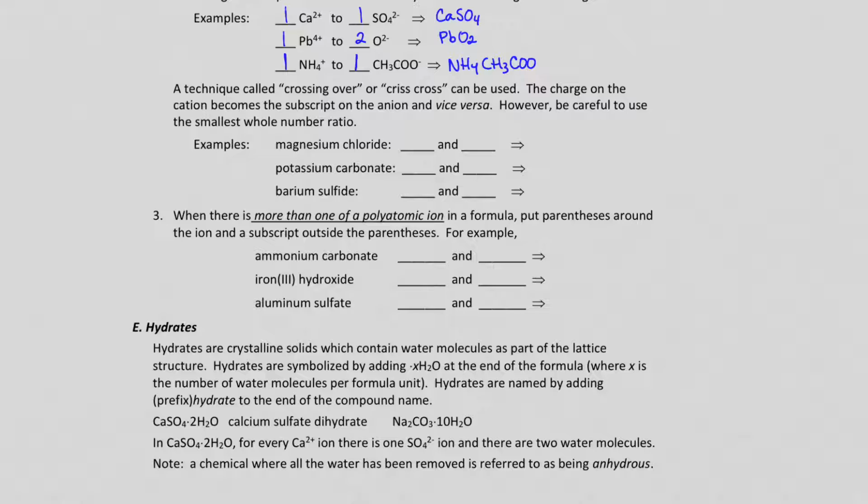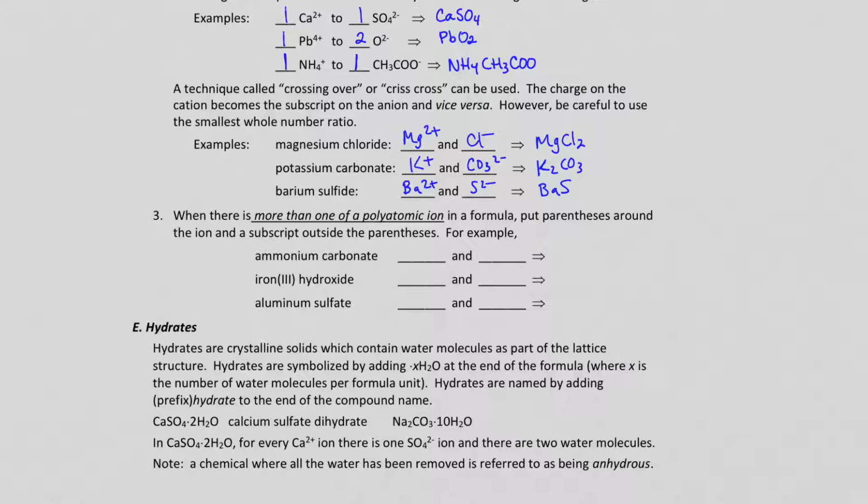Okay, so hopefully you paused the video and did the questions. I'm going to go through it quickly just so you can check and see if you got it right. Magnesium chloride involves magnesium 2+ and Cl- to give you MgCl2. Potassium carbonate, you have K+ and CO3 2- to give you K2CO3. Barium sulfide, right? For barium sulfide, you will have Ba2+ and S2-, so you will have BaS.